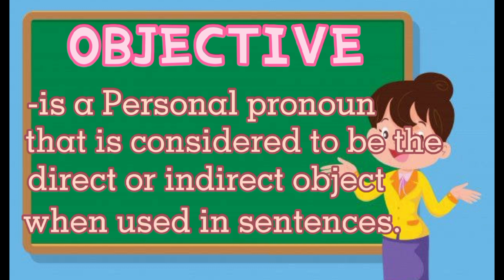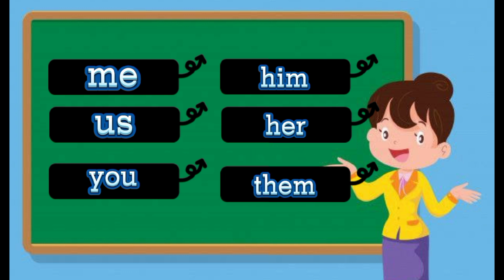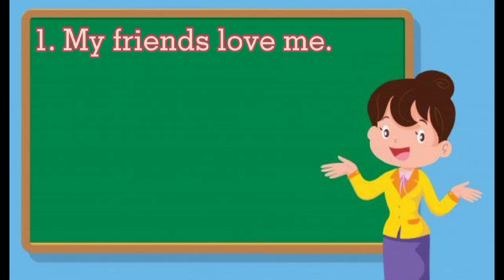Let's now have our second case of pronoun, and that is called objective. When we say objective pronouns, these are personal pronouns that are considered to be the direct and indirect object when used in sentences. It means that they are the receiver of the action in sentences. Our commonly known objective pronouns are me, us, you, him, her, and them. Let's use them in sentences.